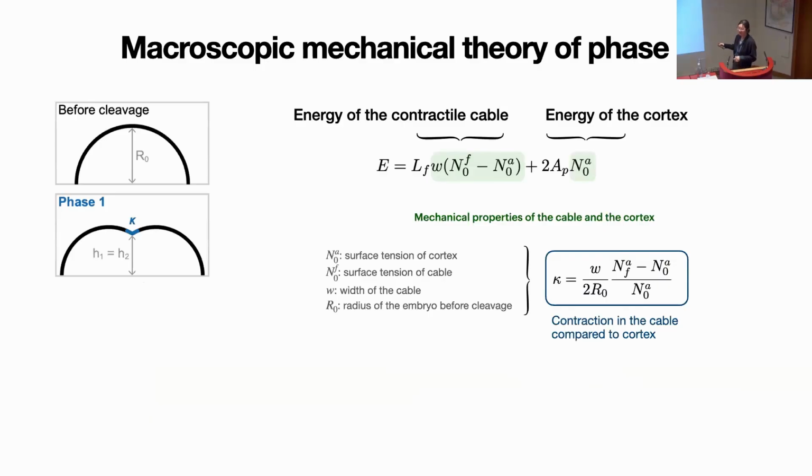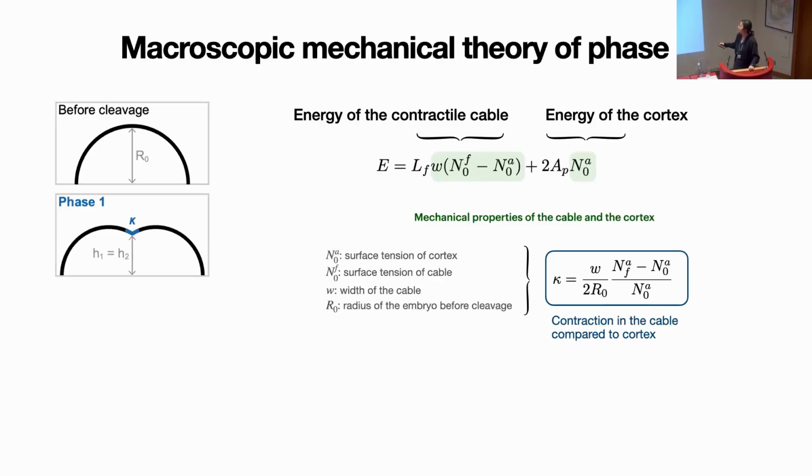The microscopic mechanical theory of phase 1 just involves writing down the total elastic energy of this entire system. To do that, we just need to count all the energy we have in the system. The first part of the energy is the energy of the contractile cable, and the second part is the energy of the cortex. The energy of the contractile cable is just the length of the cable times the width of the cable, times the surface energy of the cable minus the surface energy of the cortex. And then similarly, the energy of the cortex is just the total area of the cortex times the surface tension of the cortex. So all very simple.